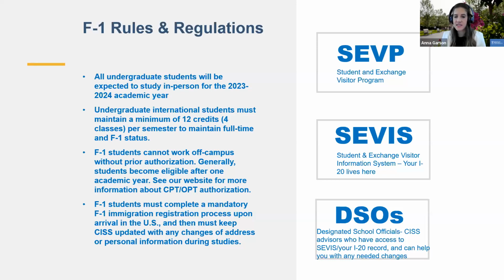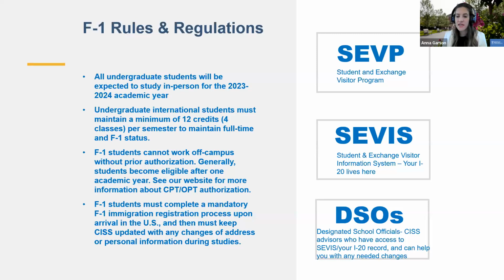And in fact, per your F1 visa, you need to be studying in person. So you should be planning, if you're not living on campus, you should be living locally. As an international student on an F1 visa, you also are required to always maintain a minimum course load of 12 credits. So that's generally 4 classes per semester.